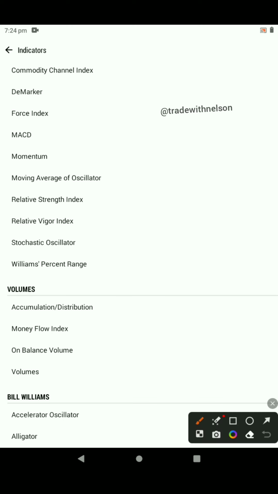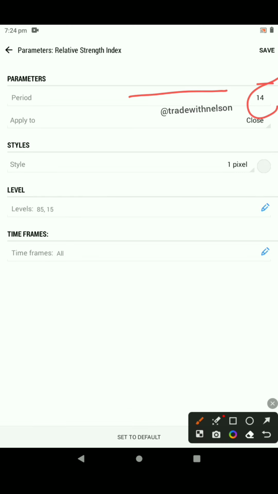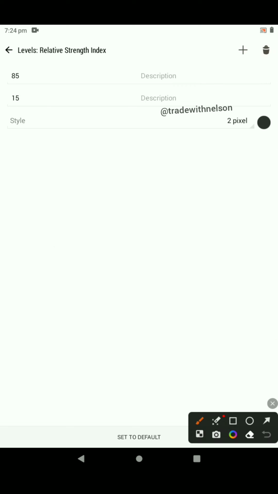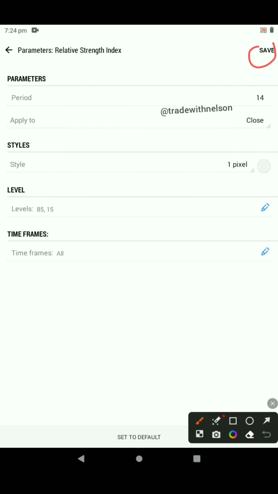This is your relative strength index. Click on that. Make your period 14. Apply to close. Style to be 1 pixel. Select the color of your background. For the levels, click on this pen icon over here. Click on add to add a level. Type 85 and 15. Style, make it 2 pixel and select color black. After that, you click on save.